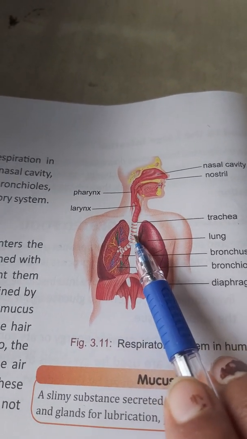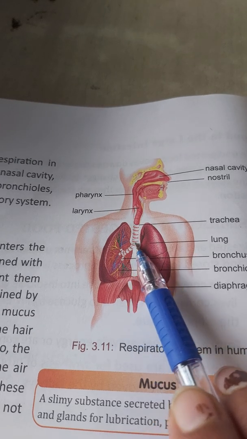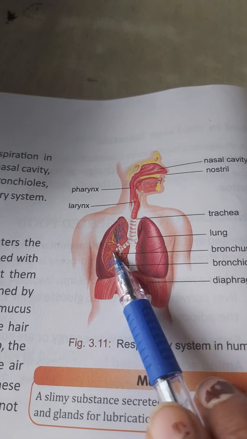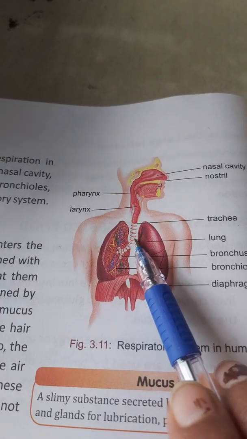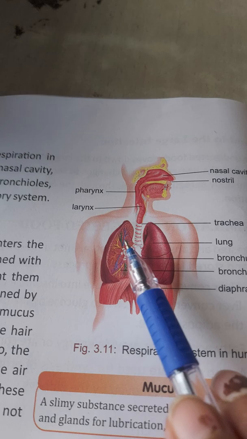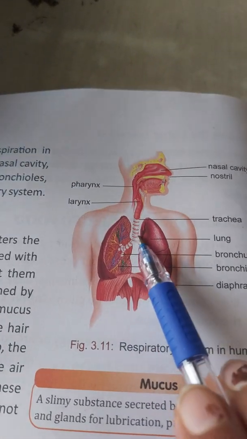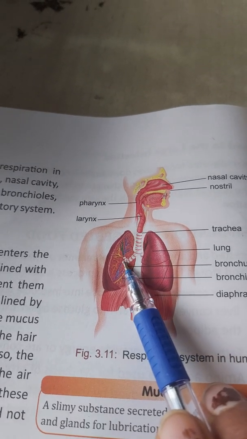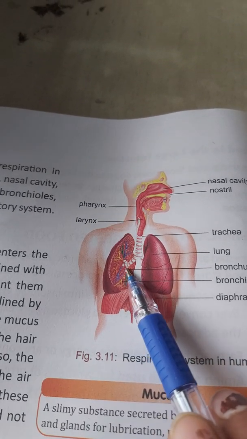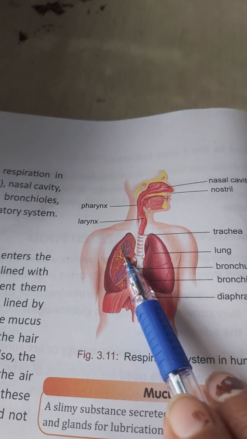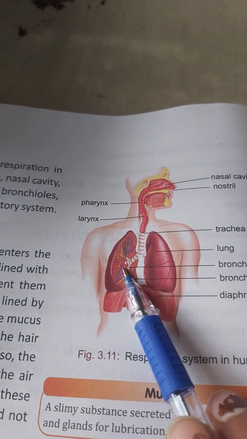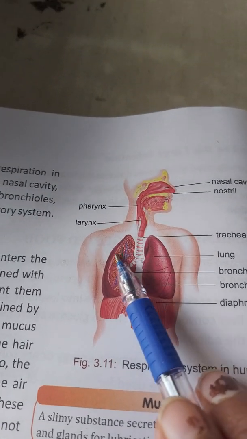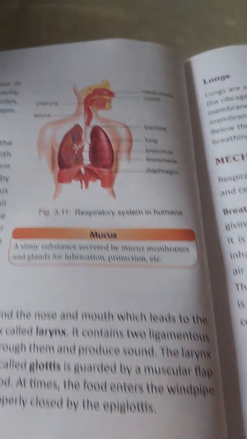See, this windpipe is divided into two parts. This trachea is divided into two parts. One part goes to the left lung, another part goes to the right lung. These are the lungs. So this trachea is divided into two parts, and these divided parts are called bronchi. So the trachea is divided into bronchi. Now the structure of this bronchiole we will study here.